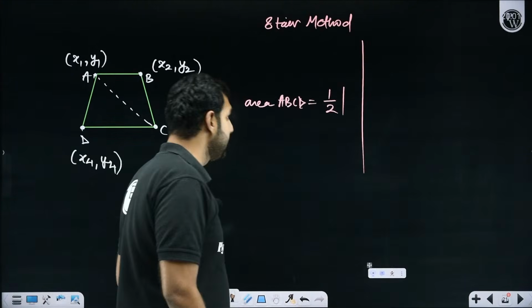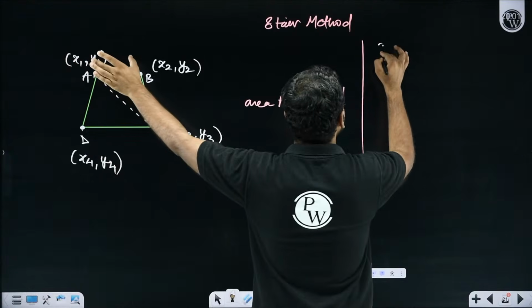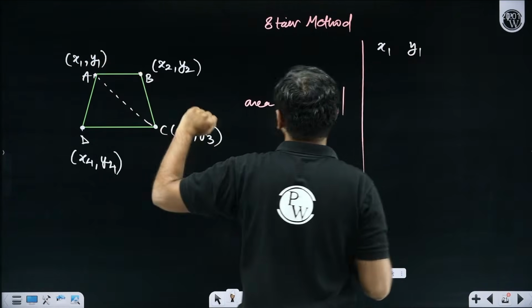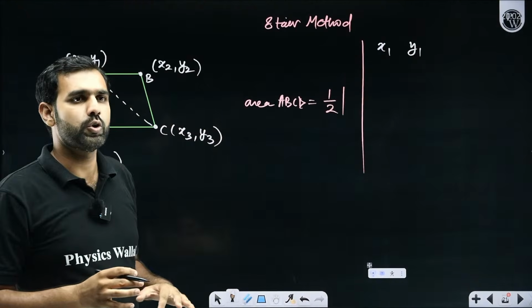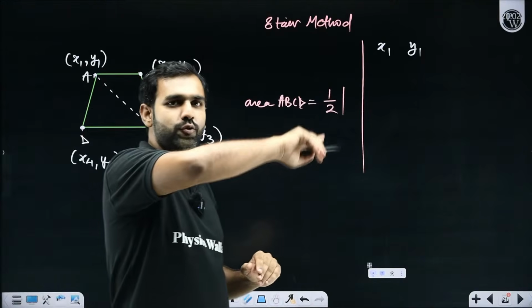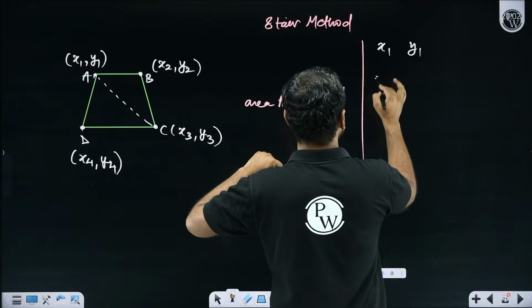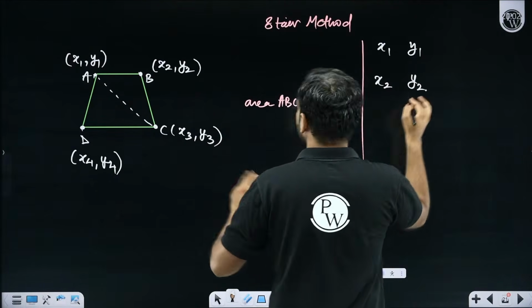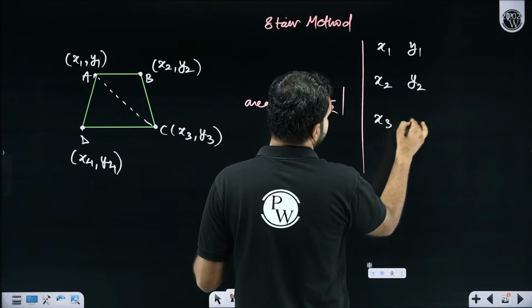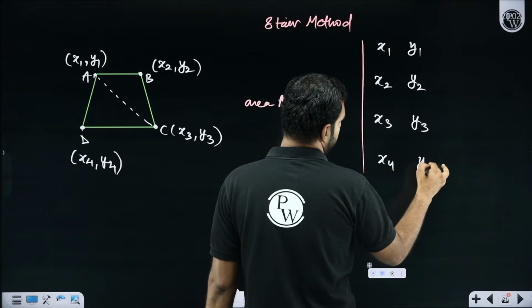Don't worry about that. So the stair here is given by: you take any vertex first of all, let's say x1, y1. Now it's absolutely your choice whether you want to go clockwise or anti-clockwise. Let's say I have chosen to go in the clockwise direction. So after x1, y1, I'm writing the next pair x2, y2. Then I'm writing the next pair x3, y3. Then I'm writing the next pair, which is x4, y4.